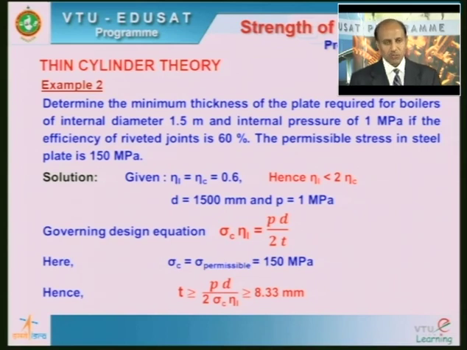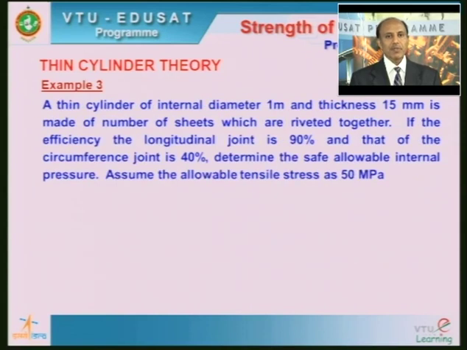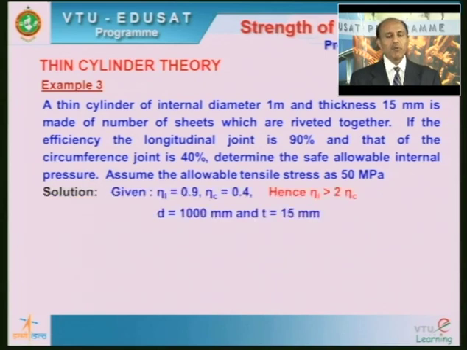Right. So, let us try to go to example 3. In example 3, what we have is again a thin cylinder made of joints, but the data is different in this case: the efficiency of the circular joint and the efficiency of the longitudinal joint are not the same, unlike the previous case.